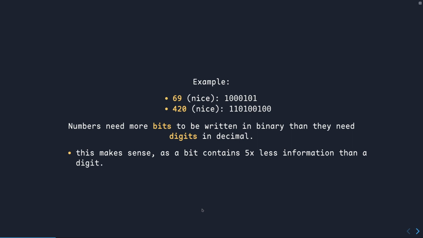You have already noticed that numbers in binary need more bits to be written down than we need digits in decimal. And this makes sense because every bit contains 5 times less information than a digit. So of course we will need to represent big numbers. We're going to need more binary bits than we need decimal digits.